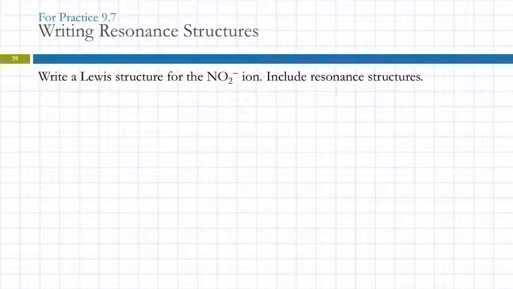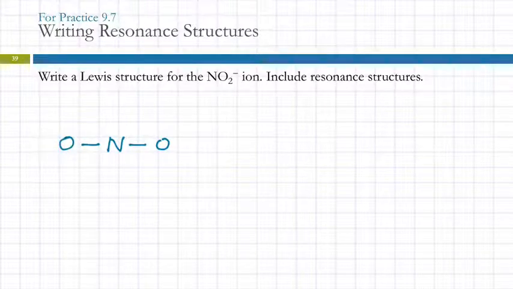Okay, so let's write a Lewis structure for the nitrite ion, NO2 minus, include resonance structures. So hey, there's going to be resonance structures. Okay, so NO2. I have to figure out how to attach these to each other. So one of the guidelines is that more electronegative elements tend to go on the outside. So oxygen's more electronegative than nitrogen. So it might be a good idea to stick the nitrogen in the middle and connect the oxygens to it.